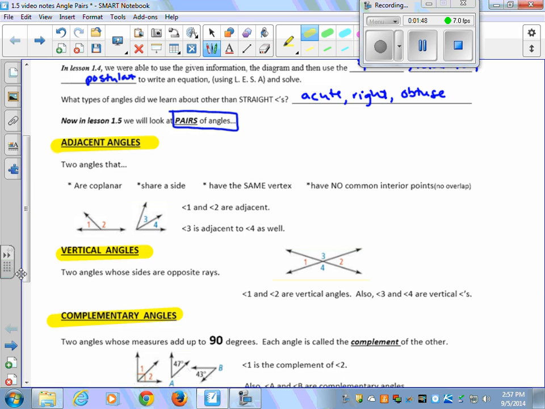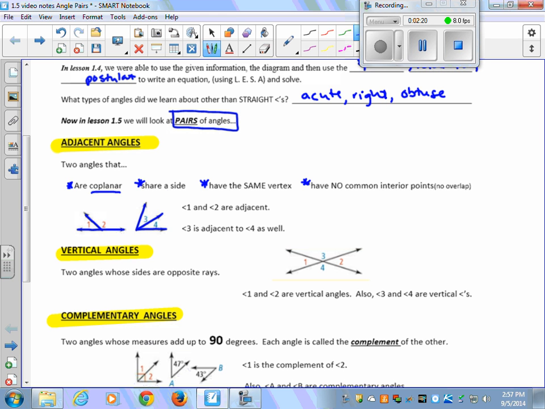Adjacent means things that are right next to each other. So two angles that have all of these properties, has to have all of these properties, are adjacent angles. In general, they look like this. Two angles that are right next to each other. So angle 3 and angle 4 are adjacent. Angle 1 and angle 2 are adjacent. They have to be in the same plane, coplanar.